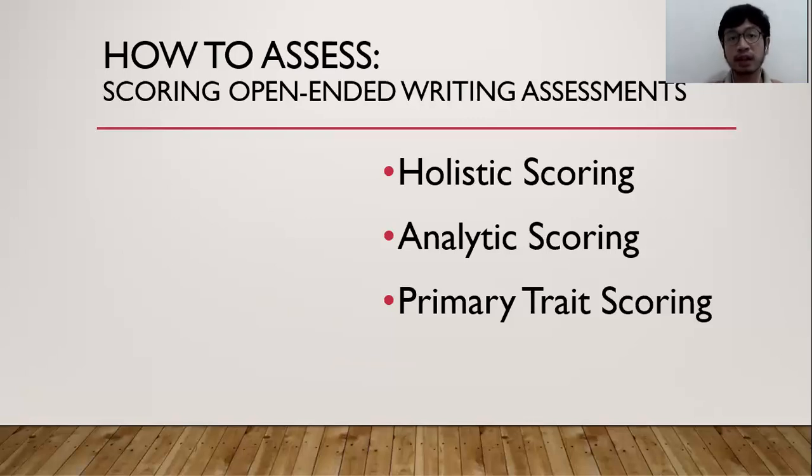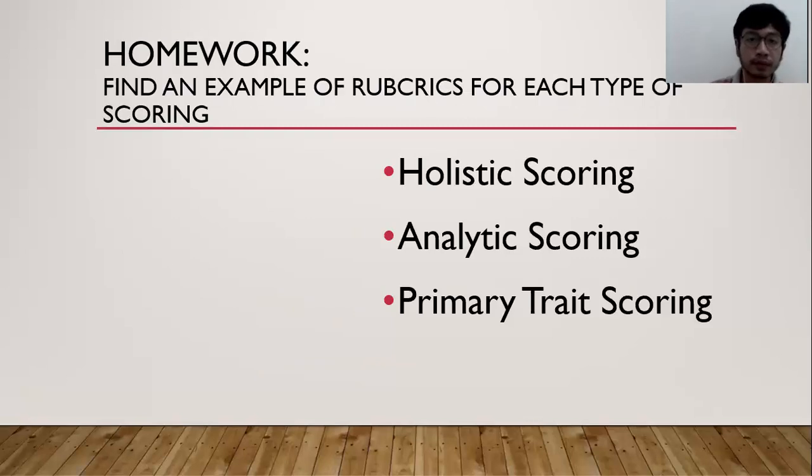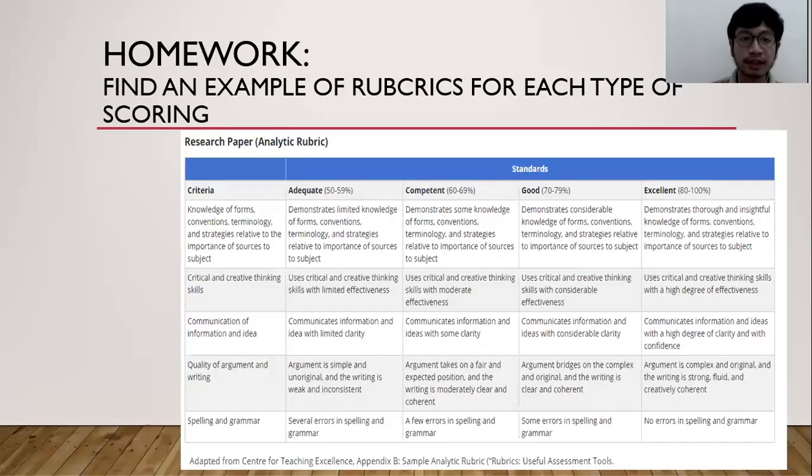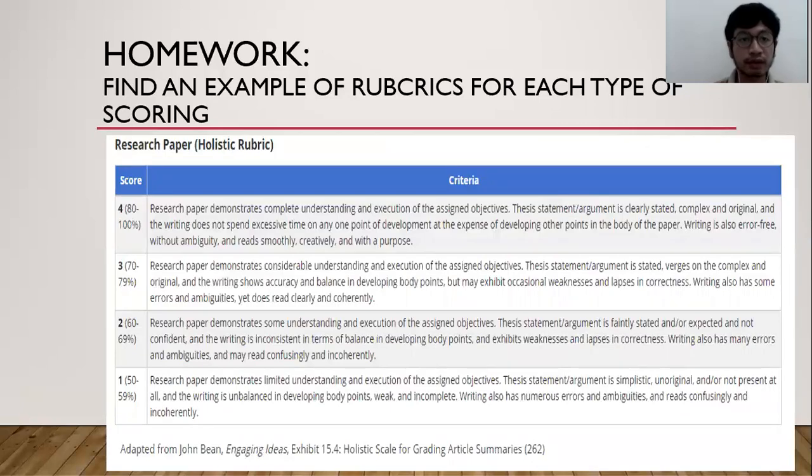So last week I asked you to try to find some examples of each type of scoring, and I've selected 3 examples to represent these 3 types of scoring. So let's get to the holistic scoring first, right? So this is the example of holistic scoring. This is an example of a holistic rubric.